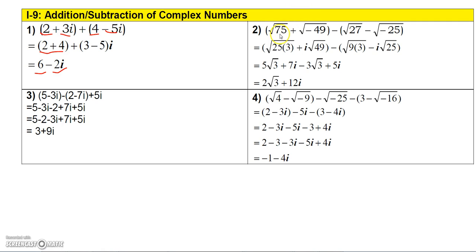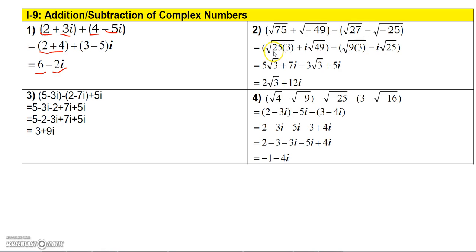Now on these I need to simplify the radicals first. So let's take this square root of 75 and write that as square root of 25 times 3. Let's write square root of negative 49 as i times the square root of 49. Let's write square root of 27 as 9 times 3. And then let's write square root of negative 25 as i times square root of 25.